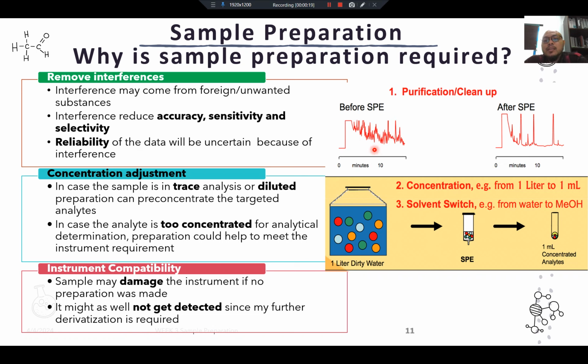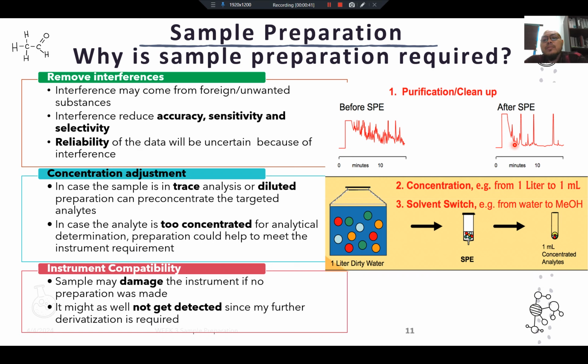For example, here before the preparation and after the preparation. With the contamination, you have a lot of noise that disturbs the analysis. Compared to this one, it's so clean, so it gives you a very good result. So if it gives you a very good result, it can give you better accuracy.